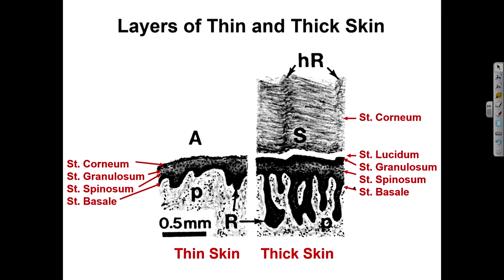So here's a comparison of thin skin and thick skin. Again, the basale, spinosum, granulosum, the living cell layers are present in all three. The stratum lucidum is this clear layer, the first of the dead cell layers. We only see it in thick skin. The stratum corneum is present in thick skin, but the corneum is much thicker in thick skin and not so much in thin skin.